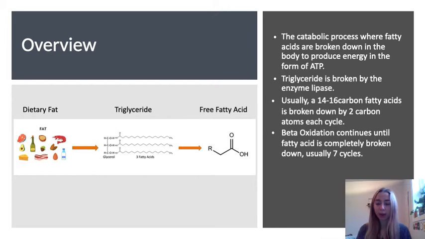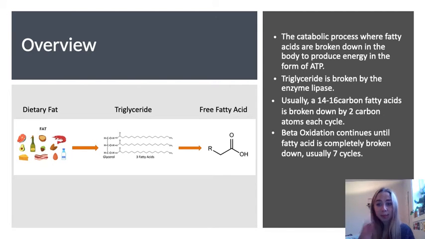So, an overview. What is beta oxidation of fatty acids? Beta oxidation of fatty acids is the catabolic process where fatty acids are broken down in the body to produce energy in the form of ATP. And so what this means is from when we consume fats in our diet, how our body utilizes that and how it's converted into energy. So that's what we're going to be getting into.